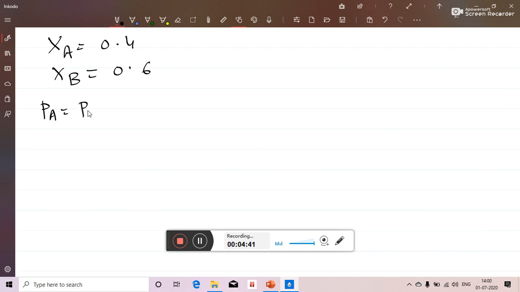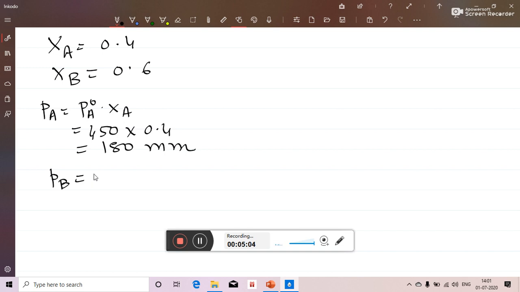So that is equal to PA naught into XA. PA naught is 450 into XA is 0.4, so that will be equal to 180 millimeter. And the partial pressure of B is equal to PB naught into XB. So PB naught is 700 into XB is 0.6. So 700 into 0.6, that is 420 millimeter.